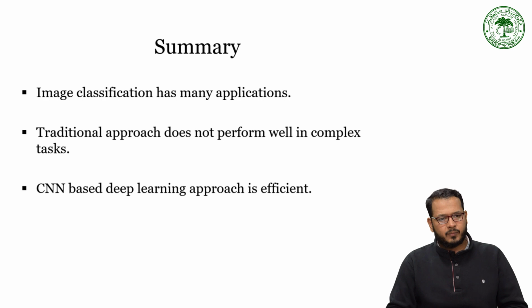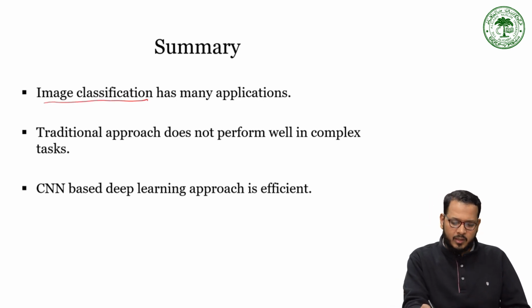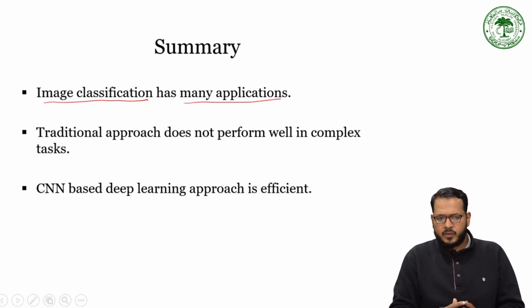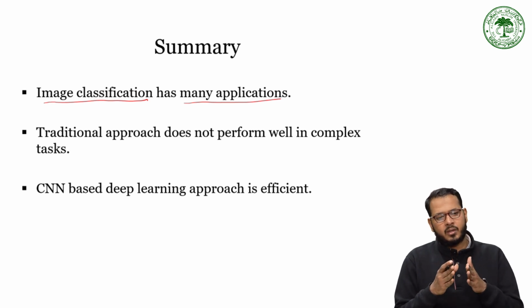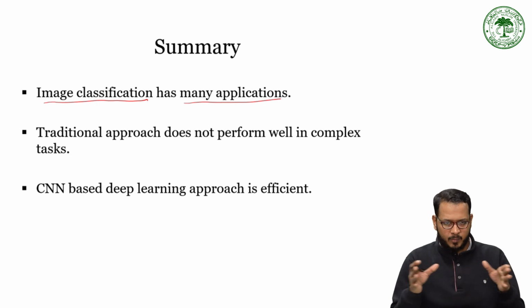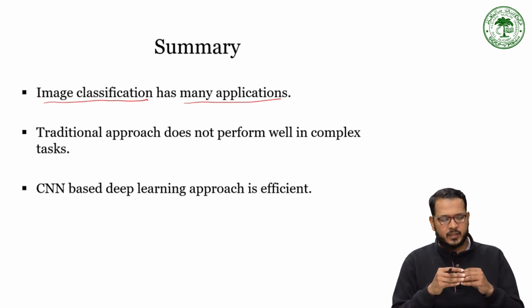So in this lecture, we discussed image classification, and in many different types of applications, it might find its use. The traditional approach to image classification requires that you take the image and convert it into the standard tabular format, but it does not perform well in complex tasks. CNN-based deep neural networks are more efficient and often give better results than the traditional approach, especially when we are trying to identify complex patterns in the images.